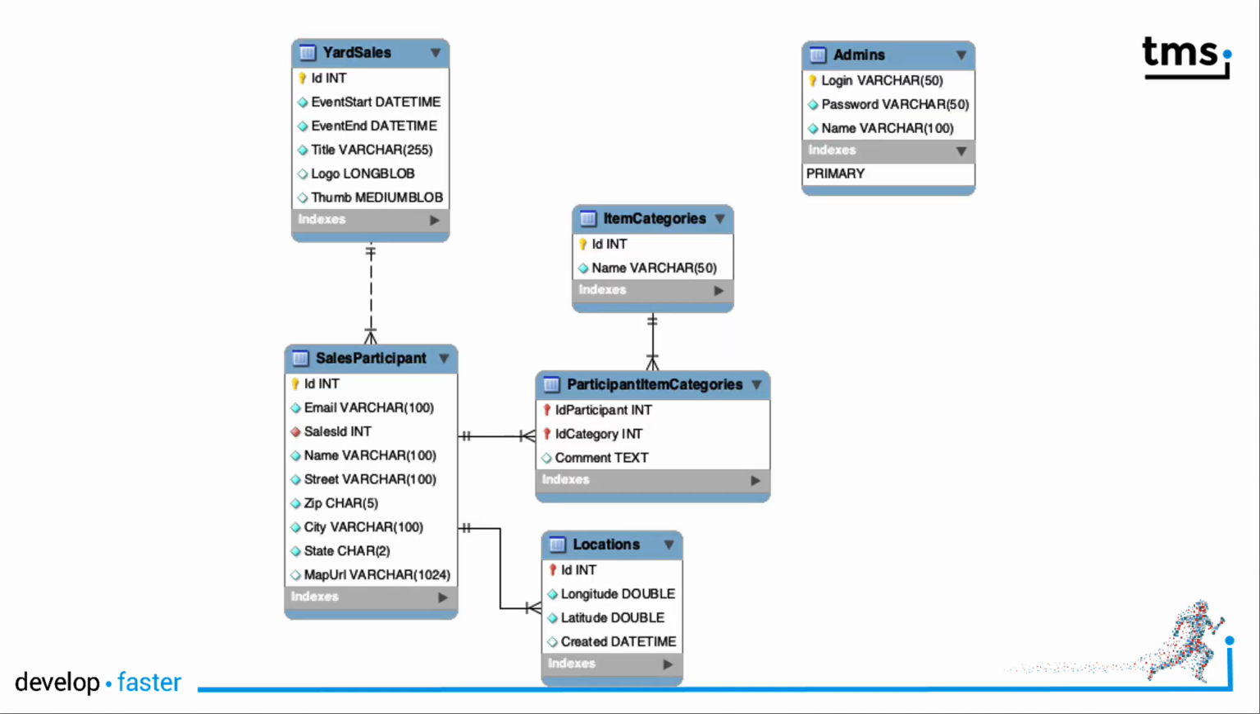All of this is supported by a database model. The database model in my case is in MySQL. You could easily convert it to any other relational database engine, like Microsoft SQL or Postgres. It's all possible. That's not the key point here. The point is you have a collection of yard sales right here in the yard sales table. Each yard sale is identified by an ID, and a yard sale has a starting date, an end date, and a title. In addition to that, we have a logo and a thumbnail logo.